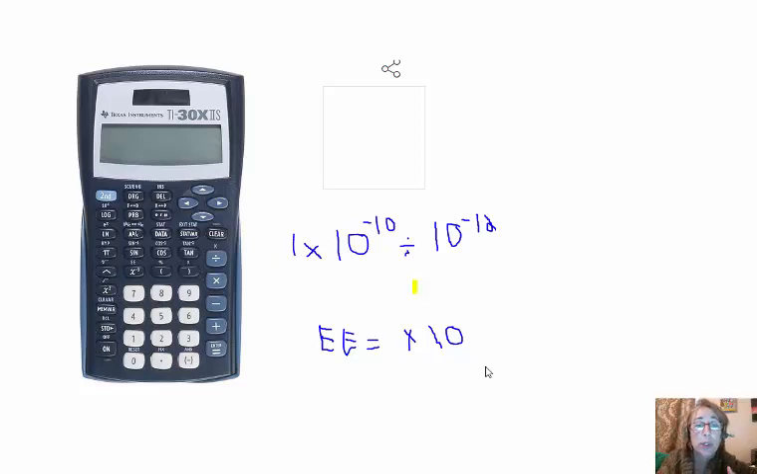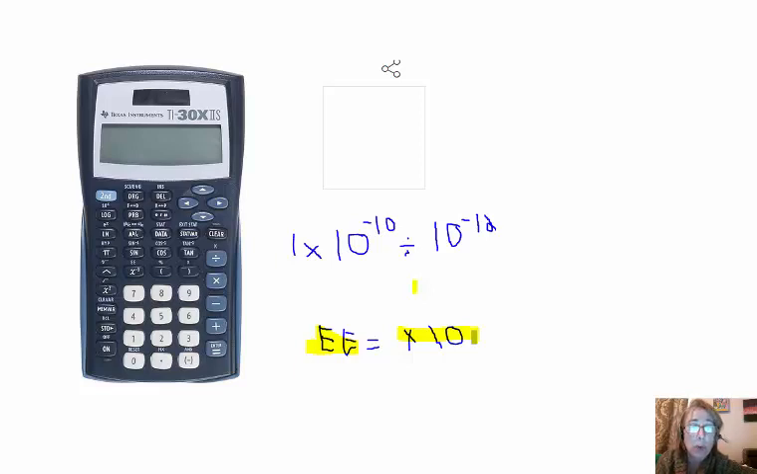So in a previous lecture, we looked at dividing the values 1 times 10 to the minus 10 by 10 to the minus 12. And if you didn't get the right answer in your calculator, let's look at how to use the functions of the scientific calculator to your benefit. One of the great things about the scientific calculator is this key known as EE. And what the EE key means is times 10.